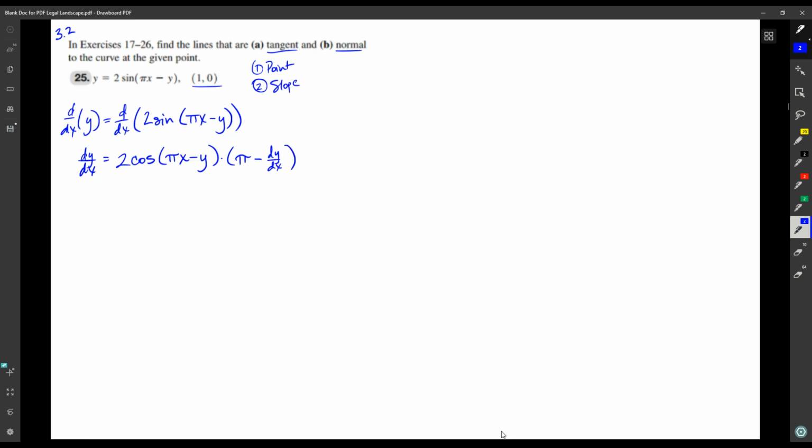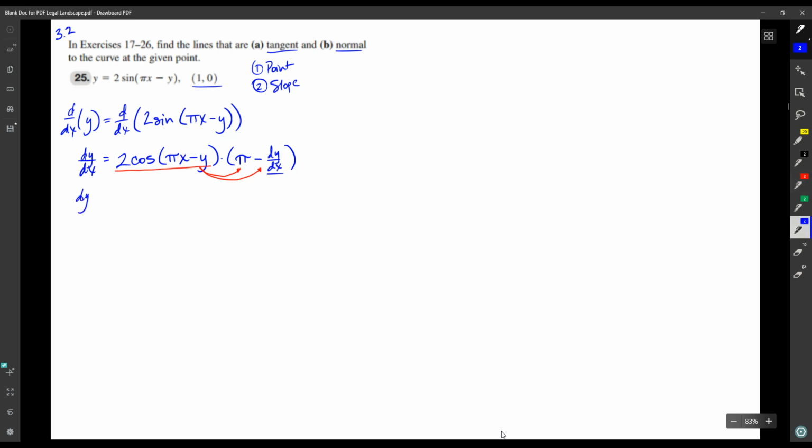Now we run into a bit of an issue in the second step of implicit differentiation, where we normally gather together the dy dx terms on the same side of the equation and push everything else to the other side. In this case, the dy dx that is on the right side of the equation is, for lack of a better word, trapped inside parentheses, and it's not able to be moved freely from left to right. So what we're going to have to do is treat the 2 cosine of pi x minus y like it's the term getting distributed inside of the parentheses pi minus dy dx, like any sort of distributive property problem. Once we do that, we'll be able to move the dy dx terms around.